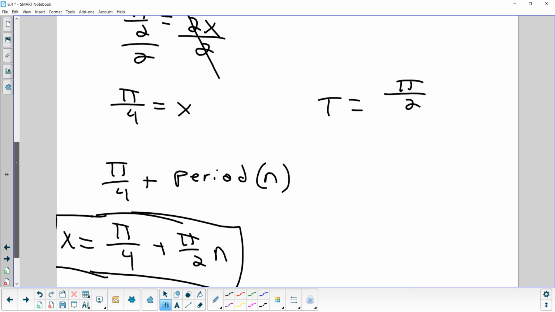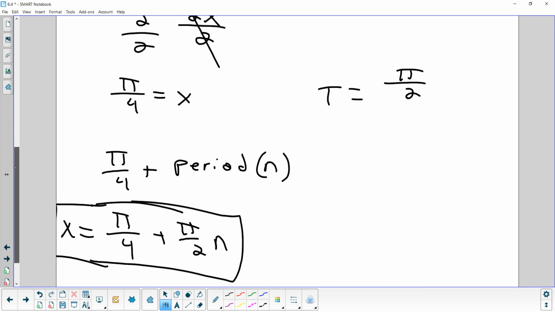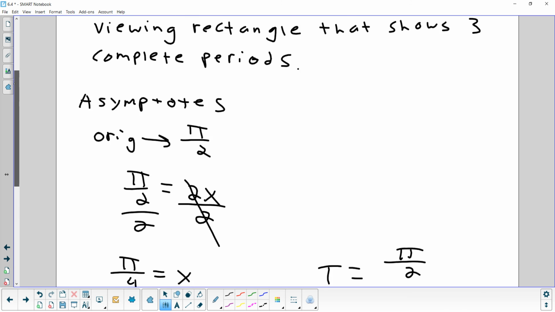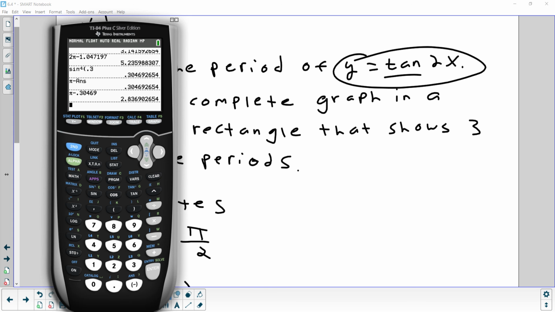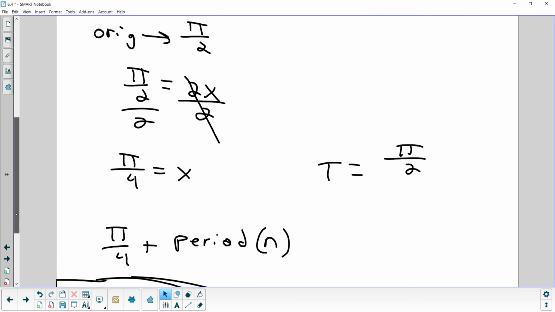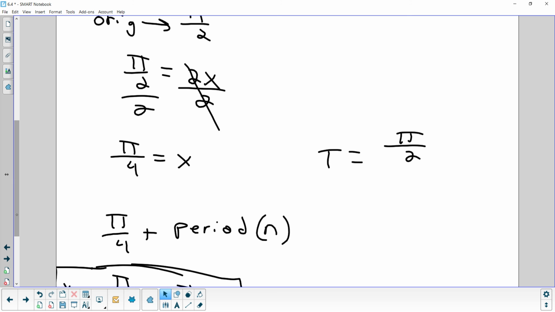Okay, so any question on that equation? And then if we wanted to find a graph that shows 3 cycles, well, what did we just say that the period was?